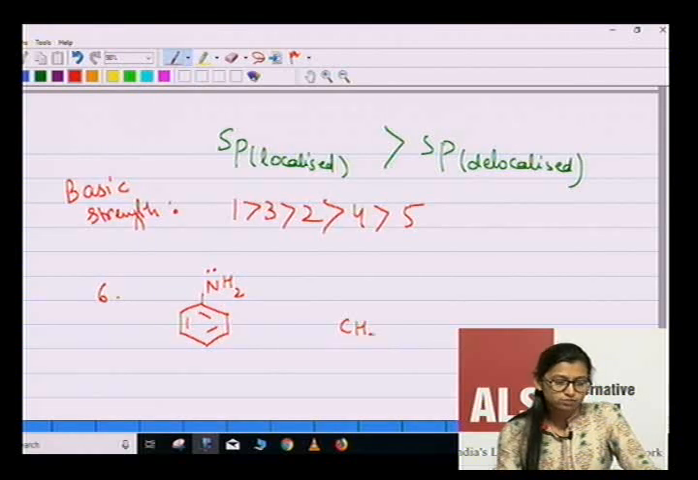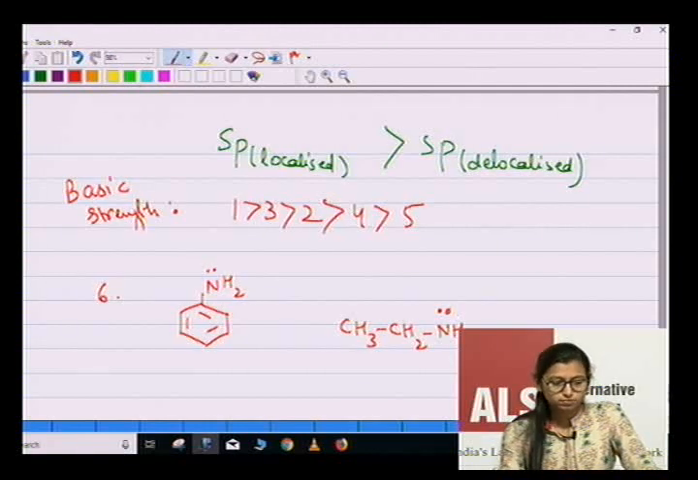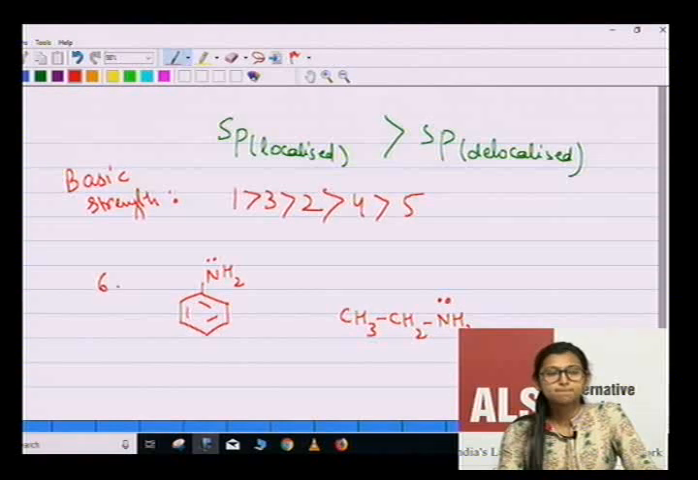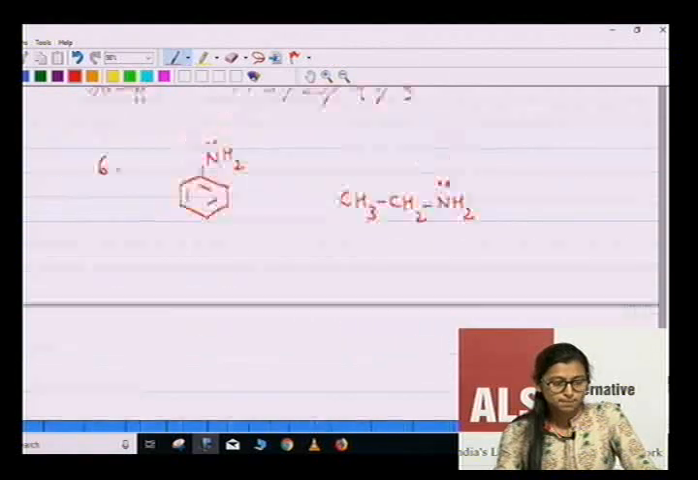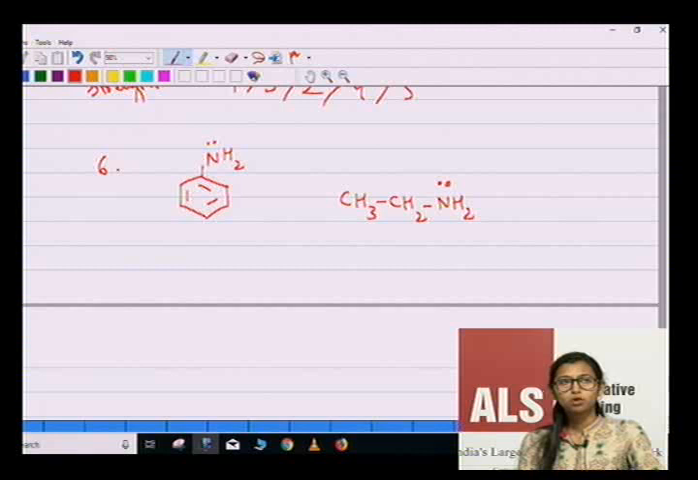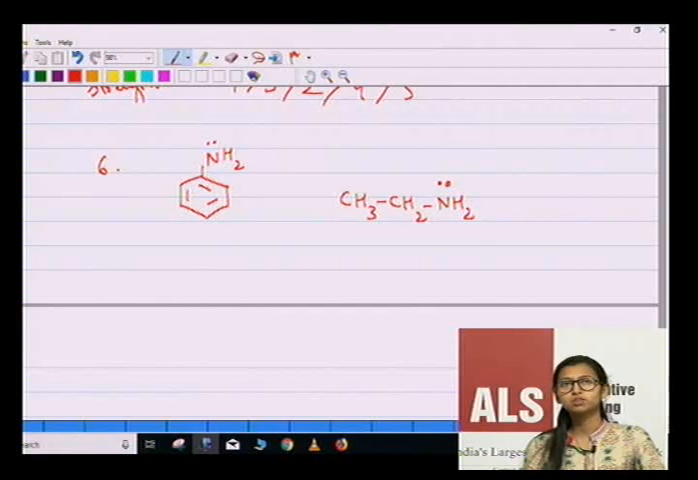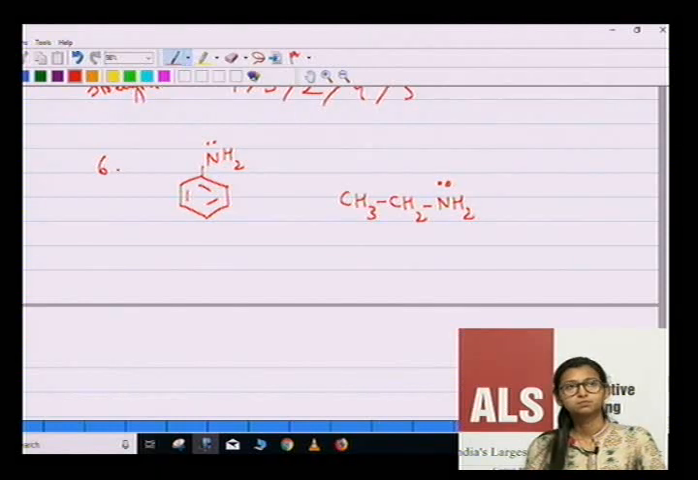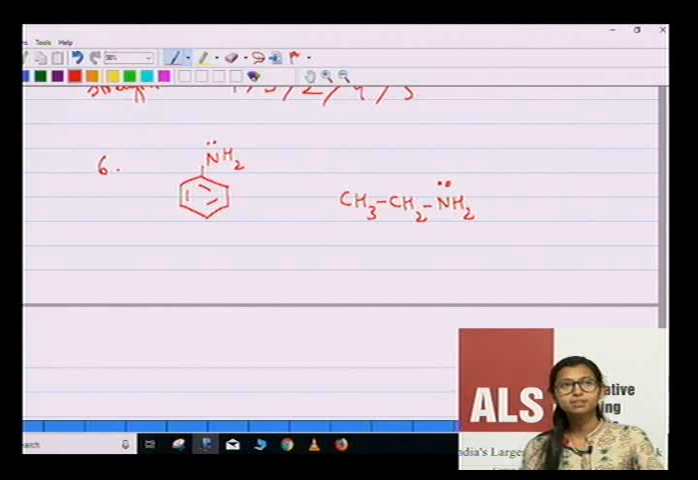And let's say I have CH3CH2NH2. Basically, I have an aromatic amine and I am writing an aliphatic amine. What will be the answer? The aromatic amine and the aliphatic amine, first and second, which will be a good base? Second? Yes. So second will be the answer, right?